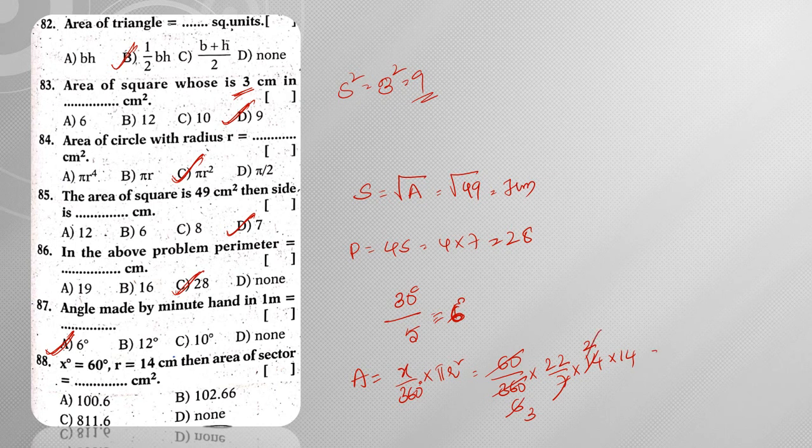So 1 2 will get cancelled. So 22 14s. Suppose I consider this as 22 into 14. So 4 2s are 8, 4 2s are 8, 1 2s are 2. So 8 plus 2 is 10, so 308. So 308 divided by 3, right? So 3 tens are 30. Next 3 twos are 6 point something, which is nothing but 102.66.